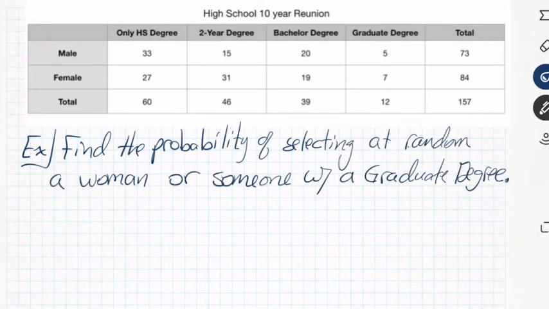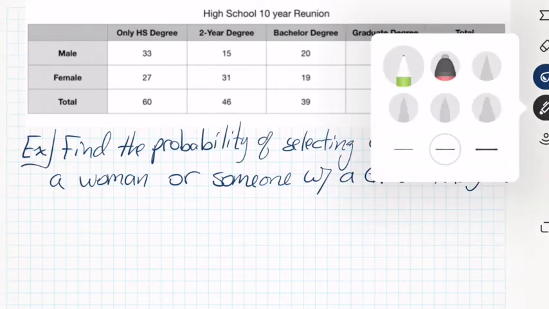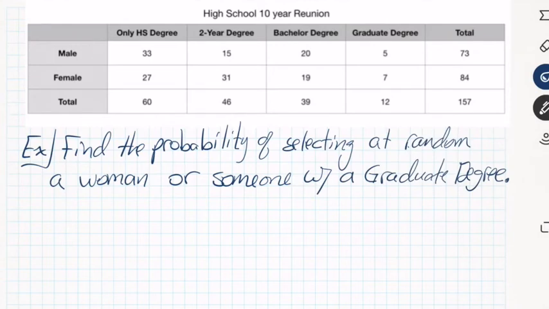All right, so again, back to the same table, but a different probability. Here, I want to find the probability of selecting at random a woman or someone with a graduate degree when we just reach into the room and grab somebody. So again, we're talking about the entire room, so we're still talking about the 157.